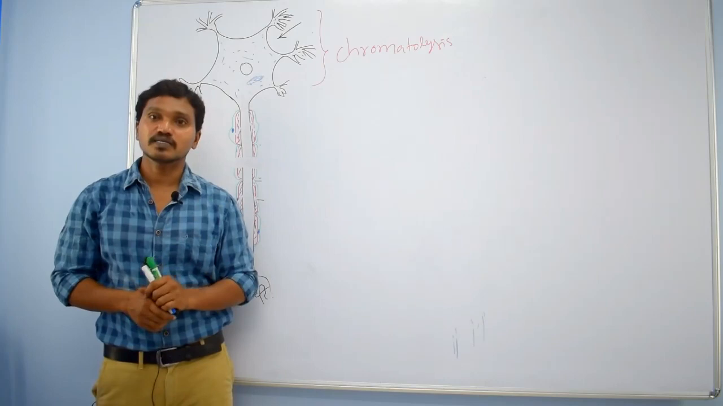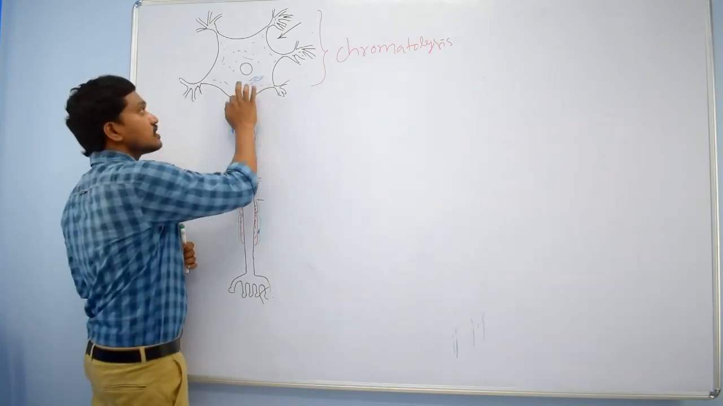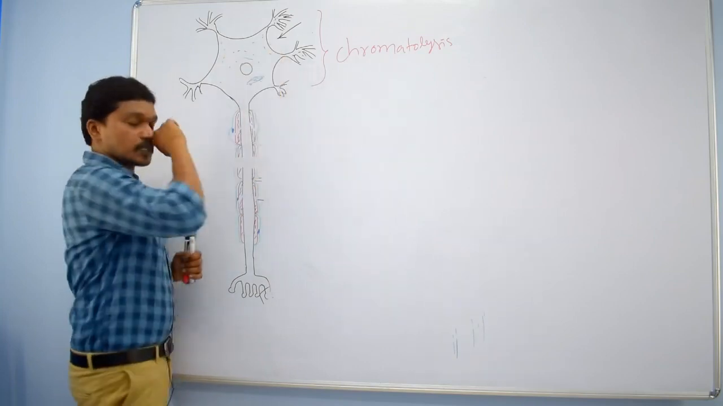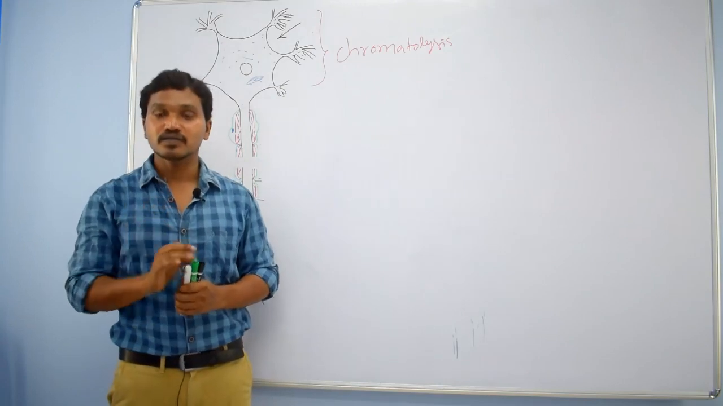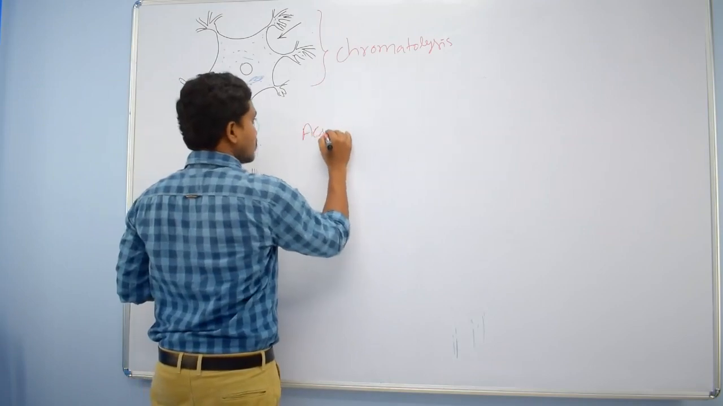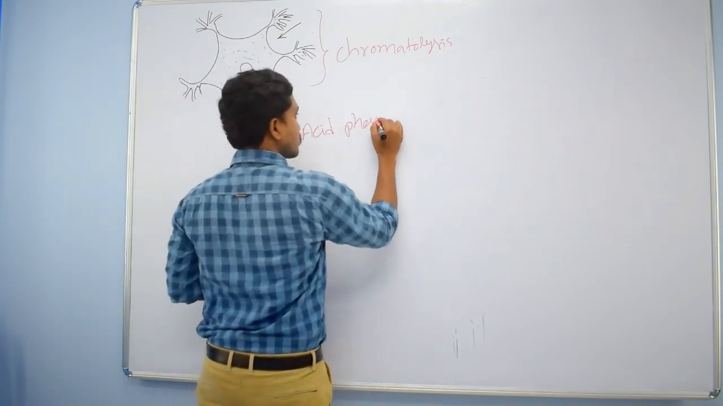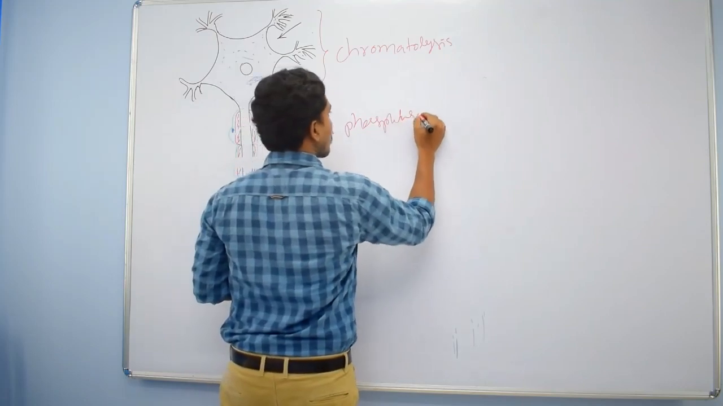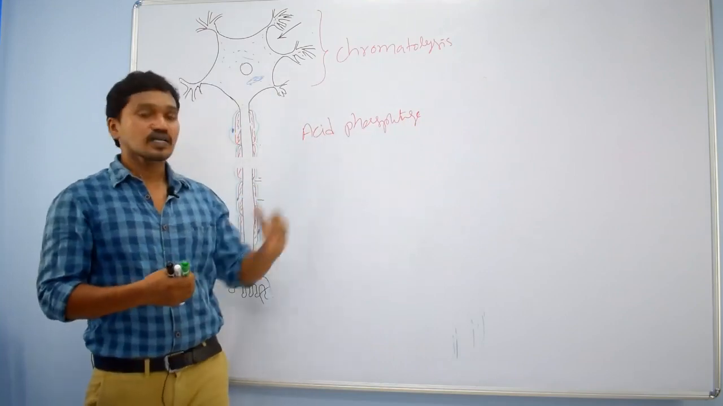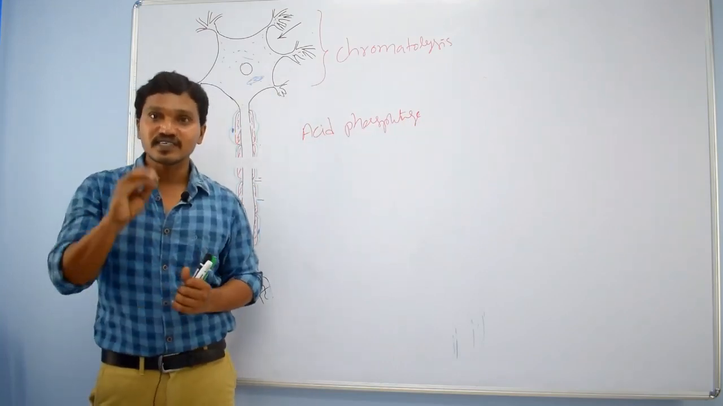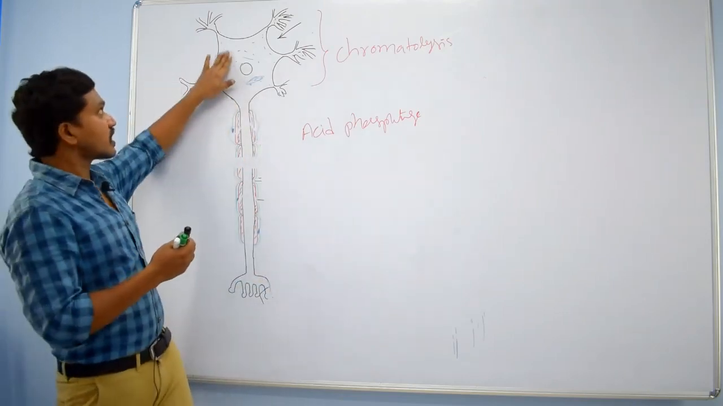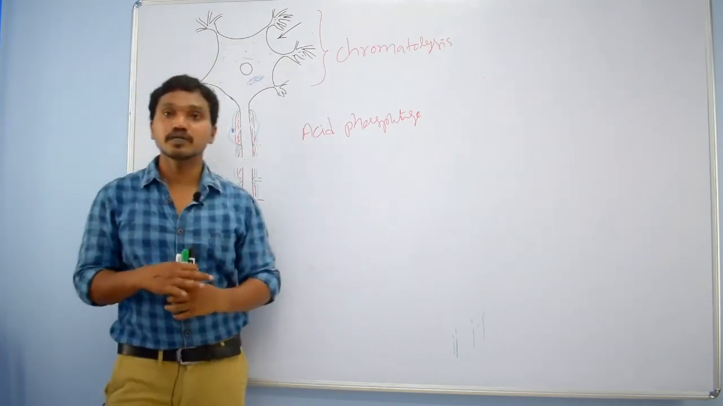So, what are the changes? We will see one by one. First, Nissl's granules disappear because of liberation of acid phosphatase from the lysosomes, right? These acid phosphatases digest ribonucleoproteins. So that's why Nissl's granules will disappear. Very simple.